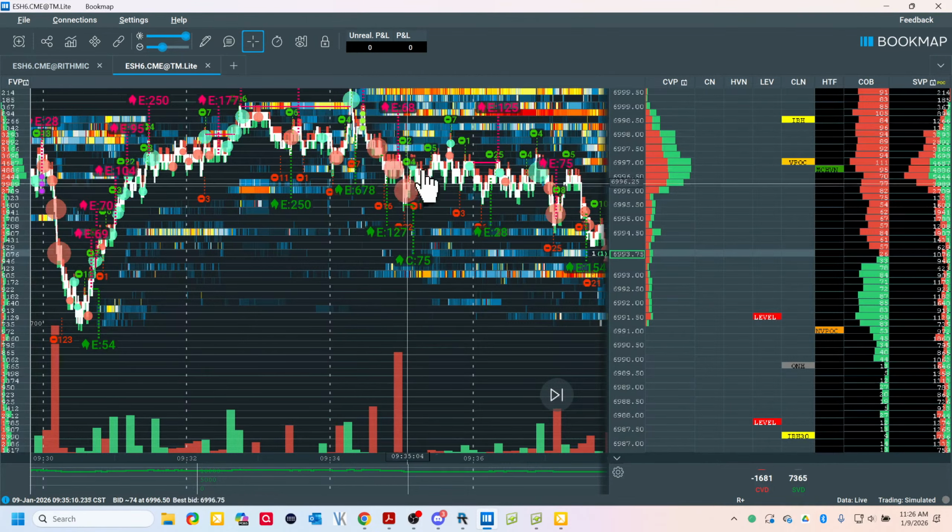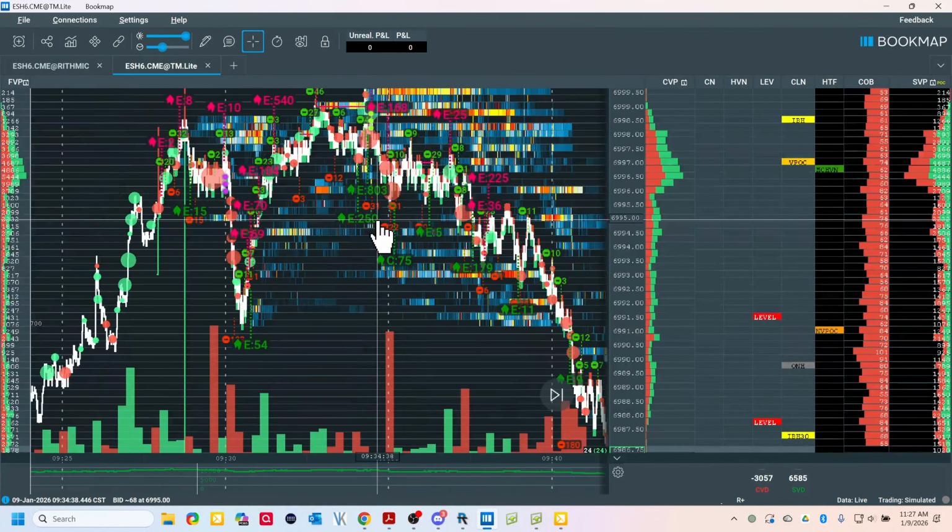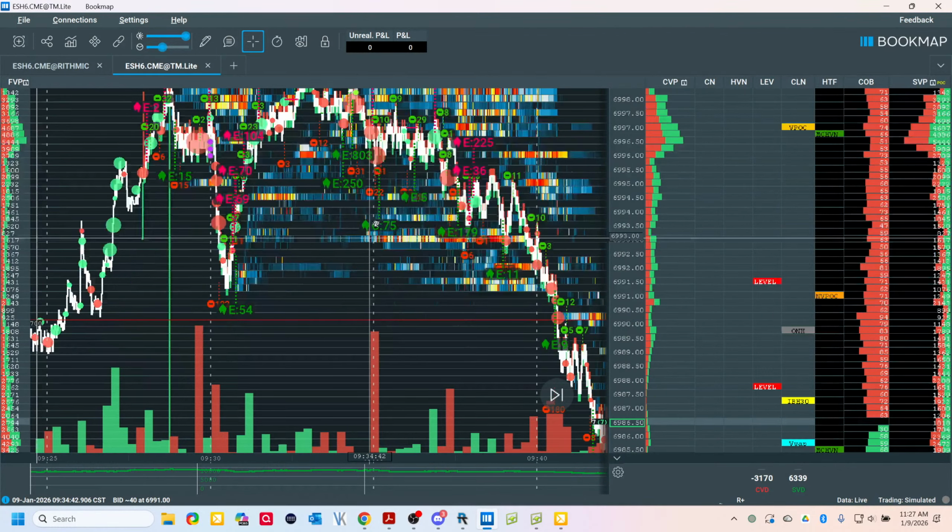Too high, break low, trigger. So I'm getting sequential triggering. What is it saying to me? Hasta la vista, Tom. Get out of Dodge. It was a nice trade. We'll get you next time. Okay, now what? Down.